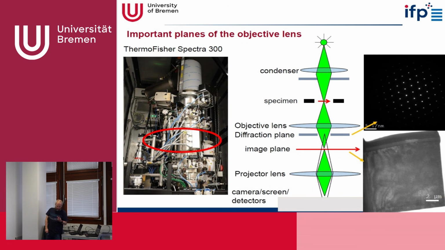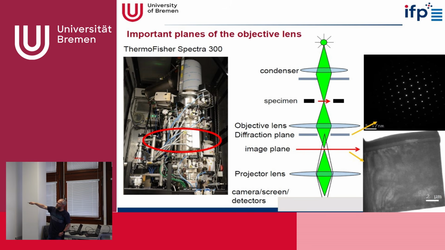The objective lens has two important planes. Of course, every lens has two important planes. One is the focal plane, which in the electron microscope we also call the diffraction plane, because we see here a diffraction pattern, and the diffraction patterns look like this. Every point in this diffraction pattern corresponds to a crystal lattice plane in our sample. So from these kinds of images, we can learn something about the crystal in the sample.